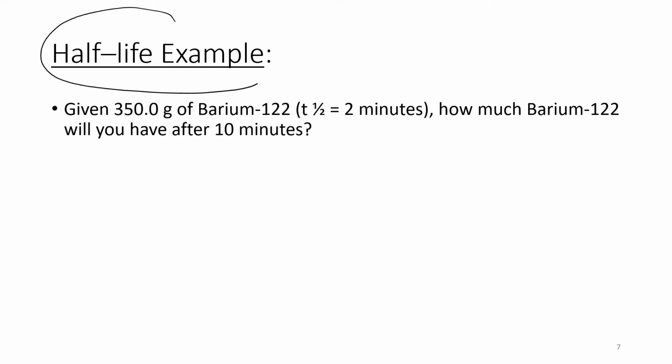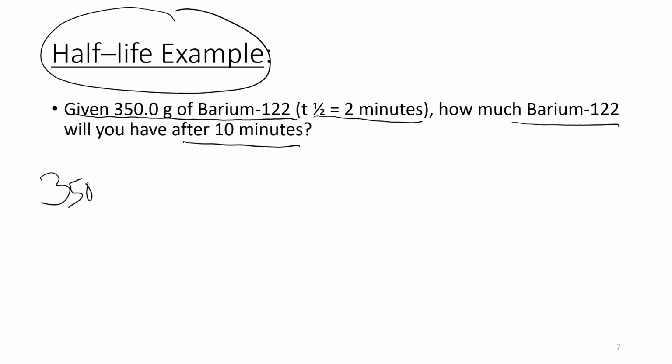In this half-life example, you are given 350 grams of barium-122, which has a half-life of 2 minutes. You want to know how much barium-122 will you have after 10 minutes go by. So again, we're going to start with our 350 grams of barium-122. And after 2 minutes, we're going to have half that quantity. So that's just 350 divided by 2 is 175 grams.